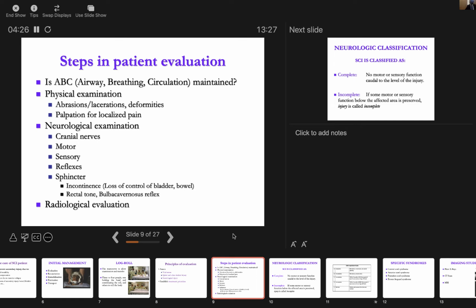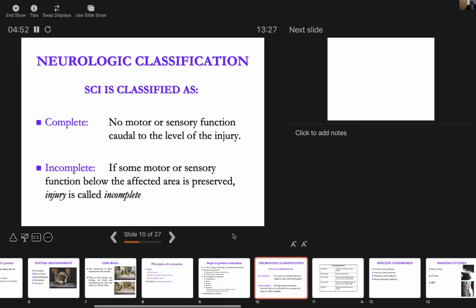After that, we need to complete our physical examination. We need to look at the patient physically: abrasions, lacerations, deformities all over the body. Palpation for localized pain in the spine. And the neurological examination should include all domains of the neurological examination. And then radiological evaluation follows.